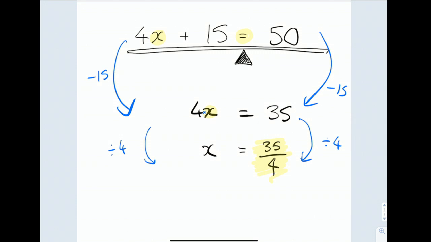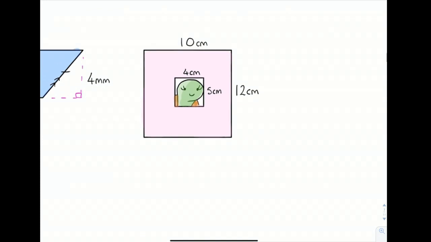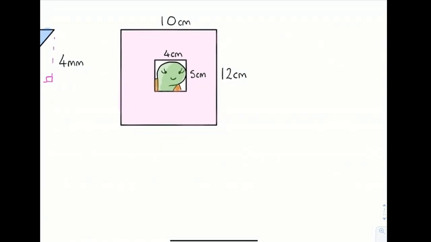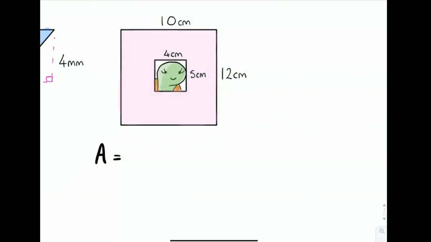Let's see. B asks, can you go over the question where Mathilda is in the middle of the square? Oh yeah, sure. That's pretty simple to do. So here's Mathilda. She's inside of a square, and we are to calculate area. So area, oh, my pen is very thick. So area is going to be the area of the big square, which I'll color in pink for you, and I'm going to subtract the little square or the window that she's looking through.